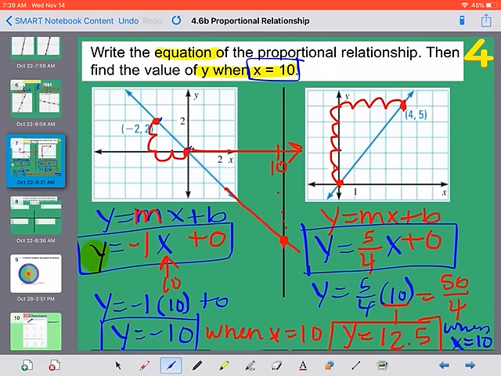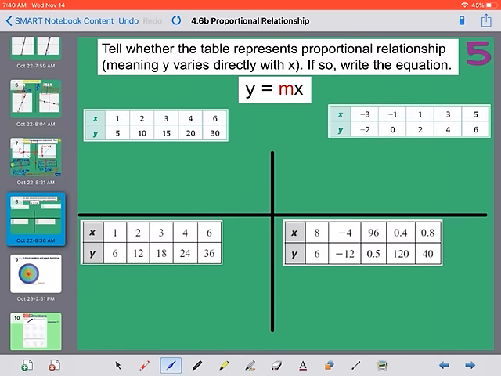All right, we do have one more slide left, and this part is important. It's a little bit different because we're just going to be using our equation, y equals mx plus b, but we know b is 0, so we're just going to leave that part gone. It says, tell whether the table represents a proportional relationship, meaning y varies directly with x. If so, write the equation.